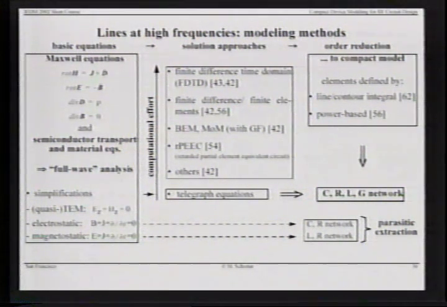In many cases, we can perform simplifications. For instance, we can model just the quasi-TEM case. This can be mapped into the well-known telegraph equations, and they can be represented right away as a CRLG network. And there are even, in some cases, more simplifications, such as the electrostatic or magnetostatic case, that either give us CR or LR cases in terms of lumped elements.